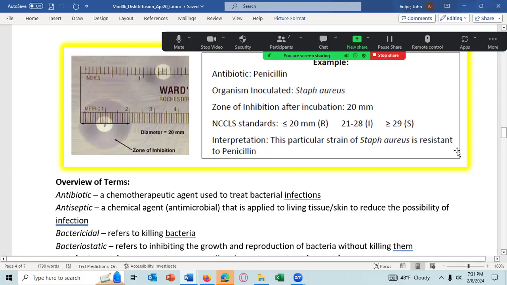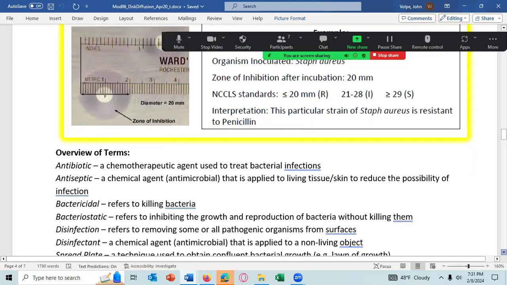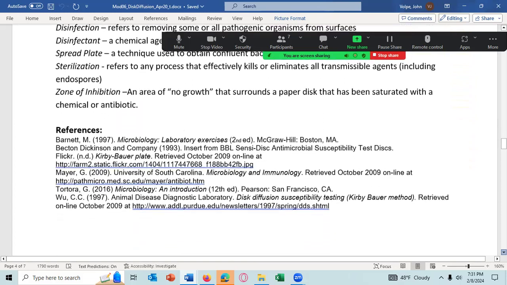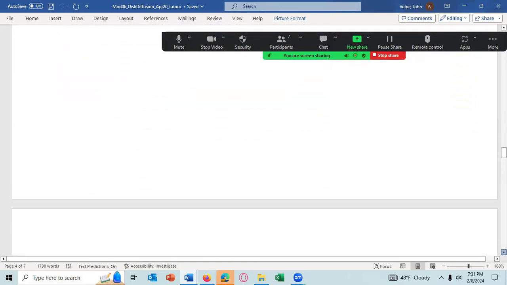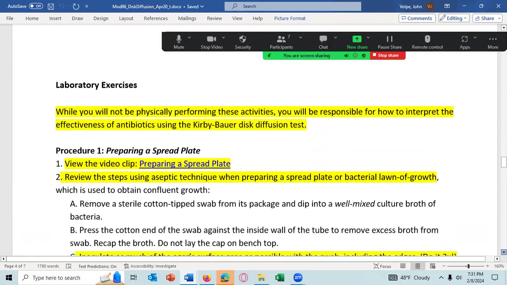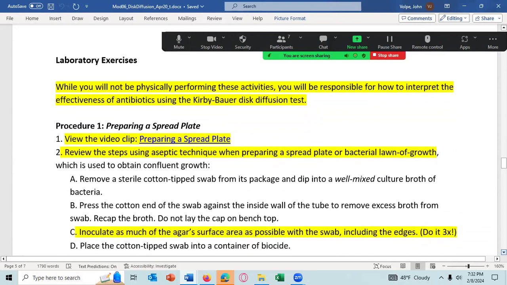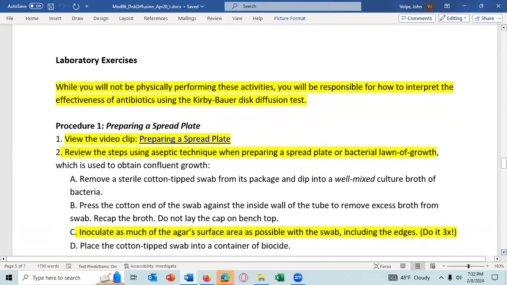All right. Know the terms of this lab shown here. You can skip the references. You're not going to be performing any of these activities. Everything will be done online, but you will be held responsible for knowing how to interpret the effectiveness of antibiotics using the Kirby-Bauer disc diffusion test.